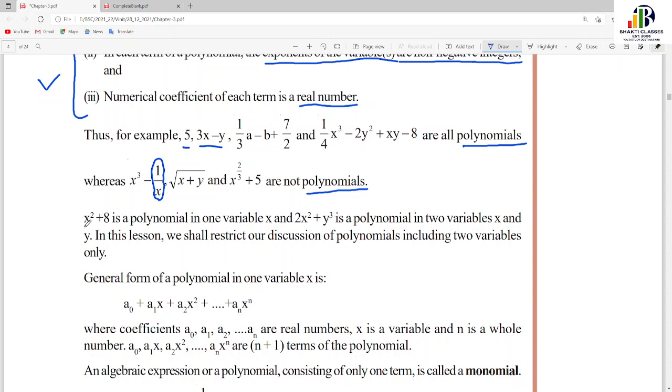Here x square plus 8 is a polynomial in one variable x. 2x square plus y cube is a polynomial in two variables x and y. In this lesson we shall restrict our discussion of polynomials to two variables only. So till here we have understood what is a polynomial and what is an expression.